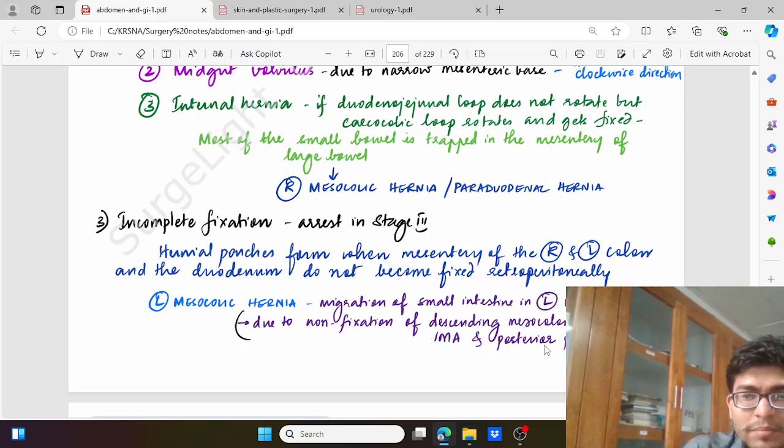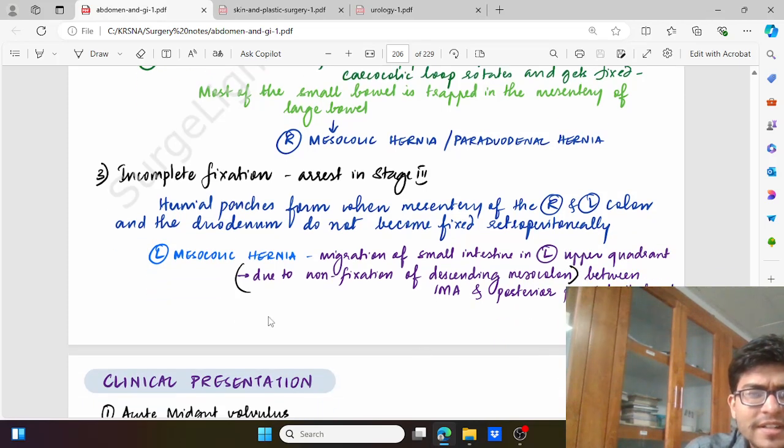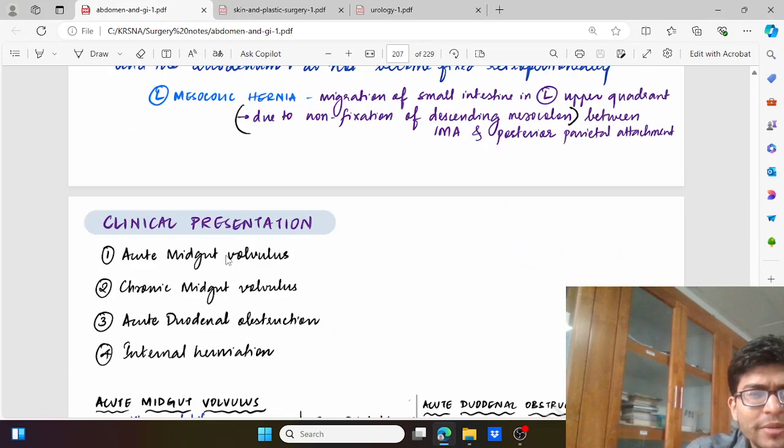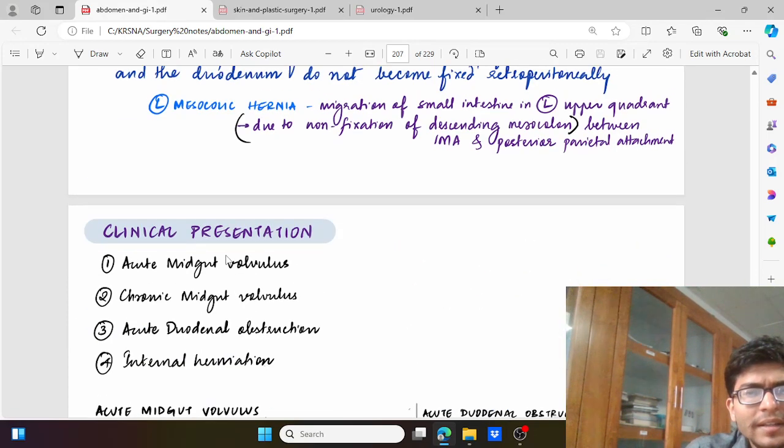between the IMA and the posterior parietal attachment. So this results in left paraduodenal hernia, where there is non-fixation of the descending mesocolon between the IMA and the posterior parietal attachments. So this results in left mesocolic or left paraduodenal hernia. The hernia gaps between the inferior mesenteric vein here, the left mesocolic or paraduodenal hernia, the gap between the inferior mesenteric vein.